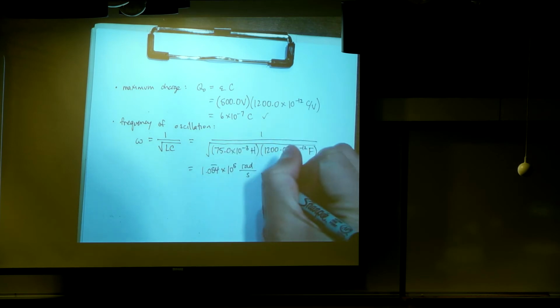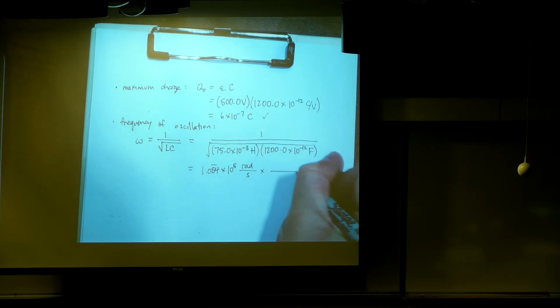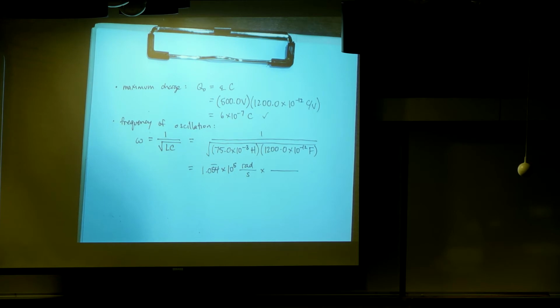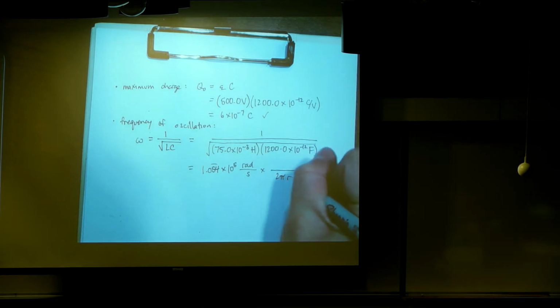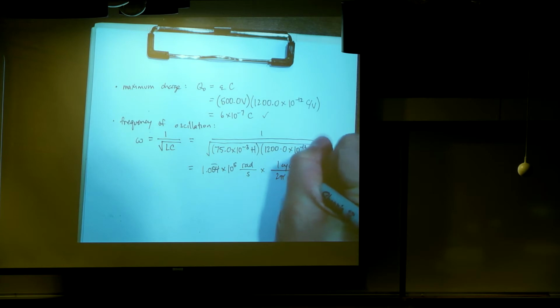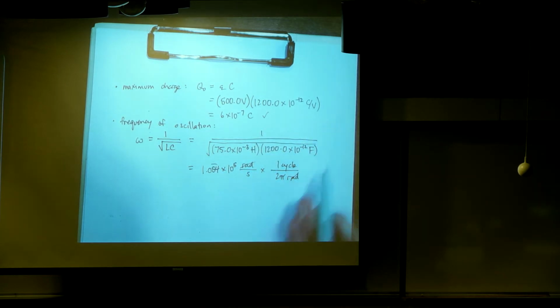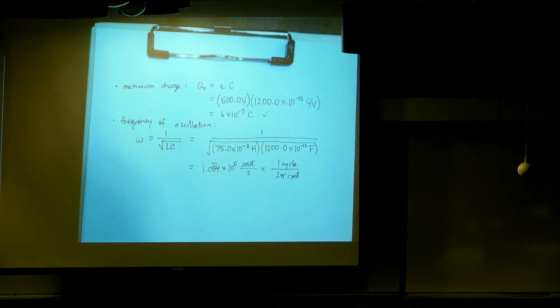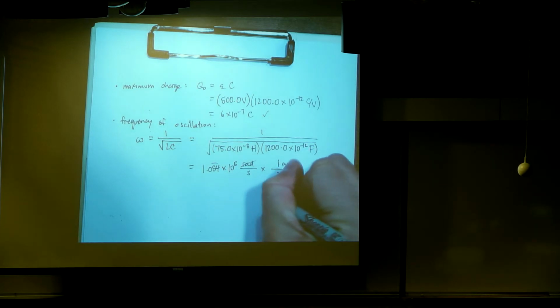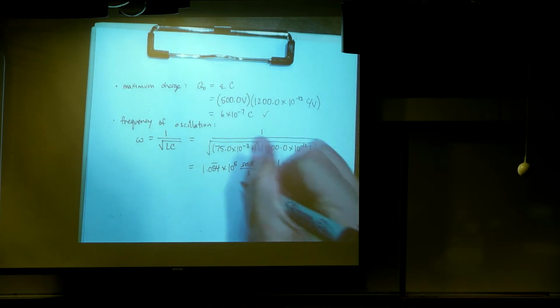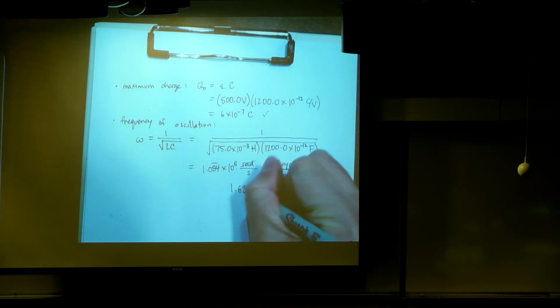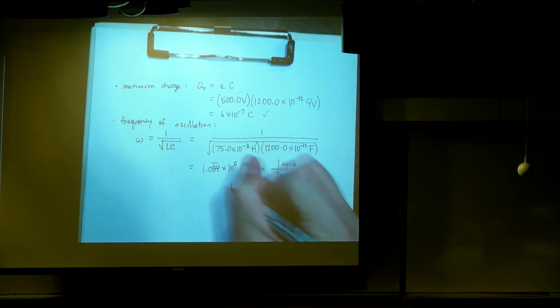Now, what should I do to change that to cycles per second? Yep. So there's a 2 pi, but does it go on the top or on the bottom? Yeah, I got to divide that because I have 2 pi radians on the bottom for every 1 cycle. I want radians to go away and have cycles per second, okay? Which is another way of saying hertz, right? Cycles per second is the same as hertz. So this is 1.68 times 10 to the 4 hertz.